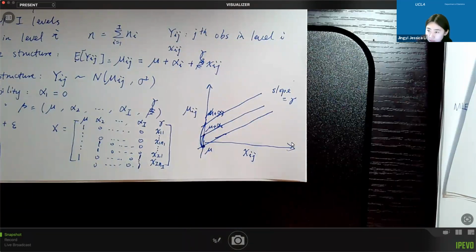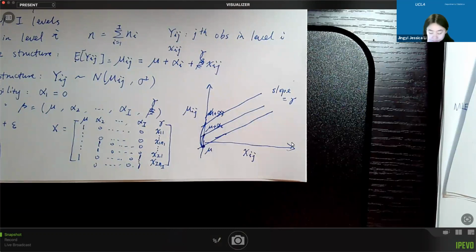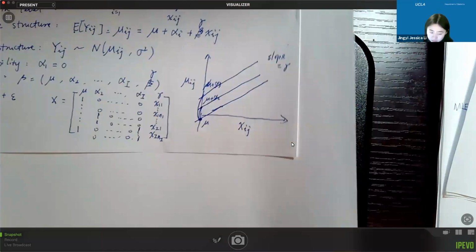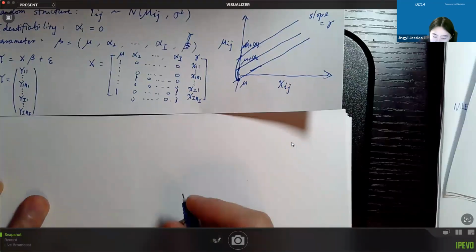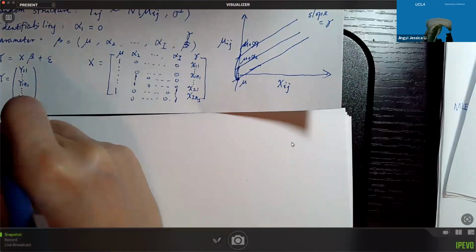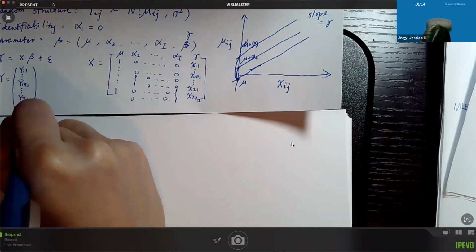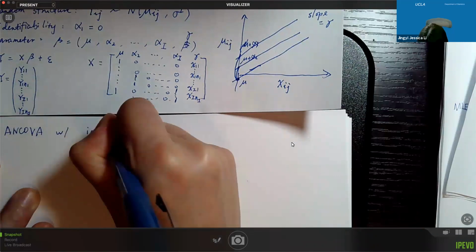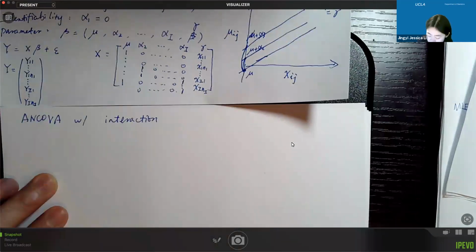But if you believe that this is not reasonable, then you can assume different levels give you different slopes. If we want to drop this parallel assumption, then we could change the slope to be level specific. So this is interaction. So it is ANCOVA with interaction. So what we modify is the systematic structure.